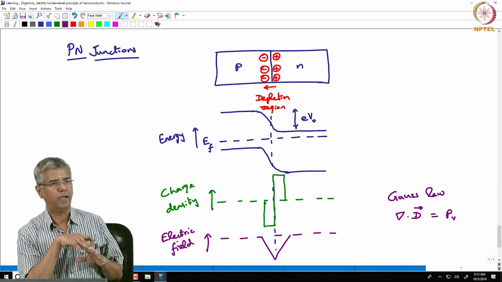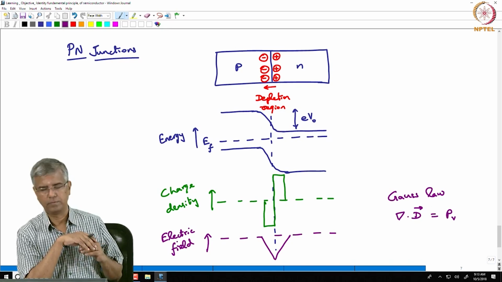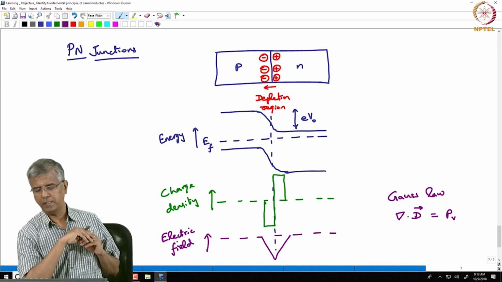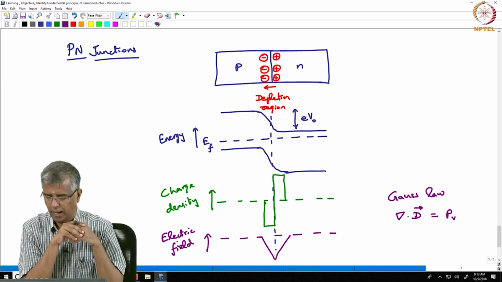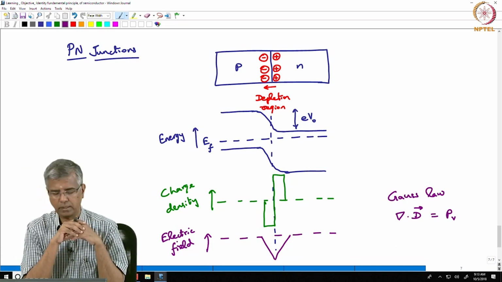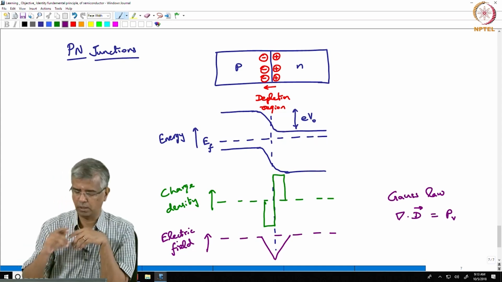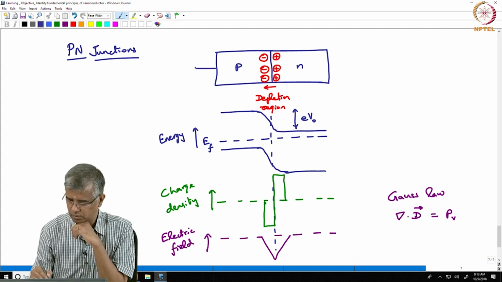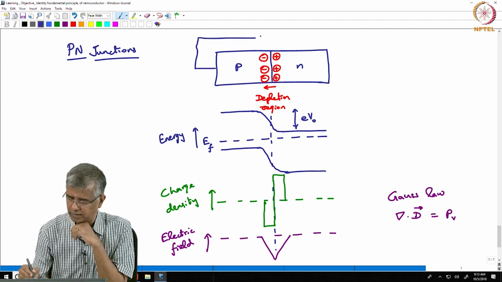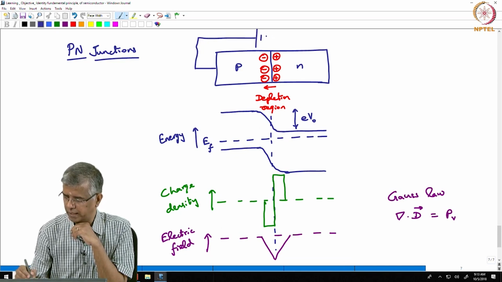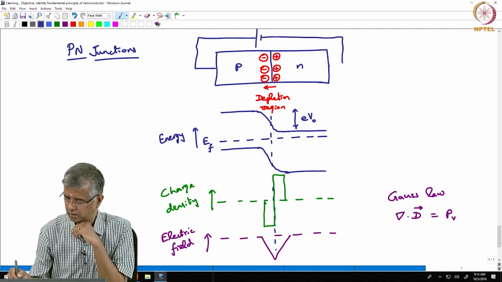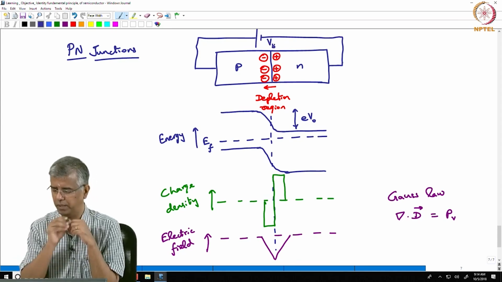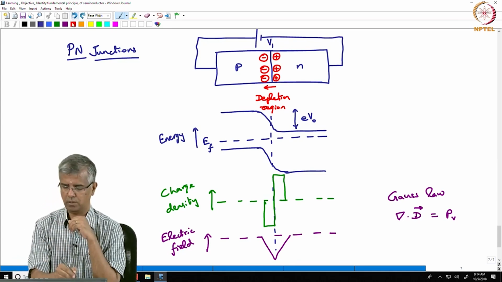So, any questions about this so far? Okay. So, that is a regular PN junction. Now, interesting things happen when you connect a voltage source external to this structure, right. When you apply a bias, let us say first we consider a positive bias, let us call this VB, right.